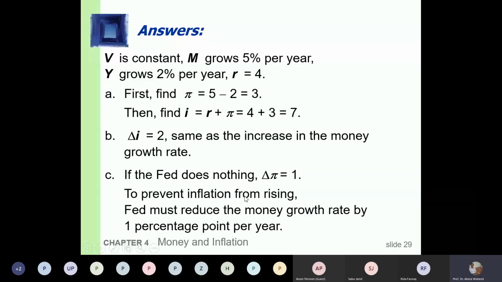To prevent inflation from rising, the central bank should reduce the money supply growth rate by 1% if there is a decrease in real output by 1%. Okay, good.